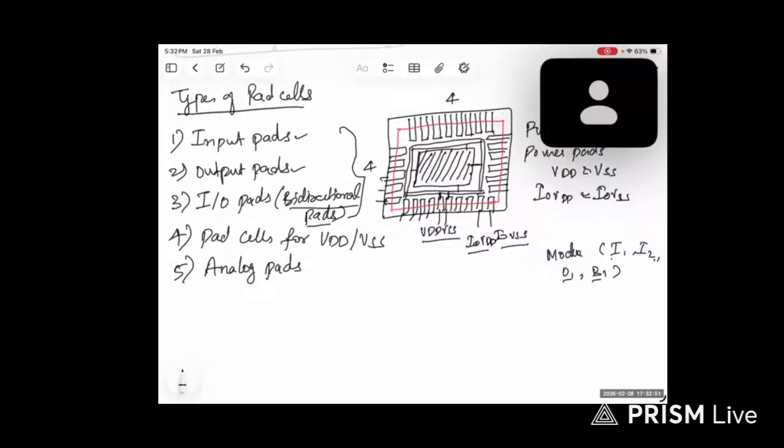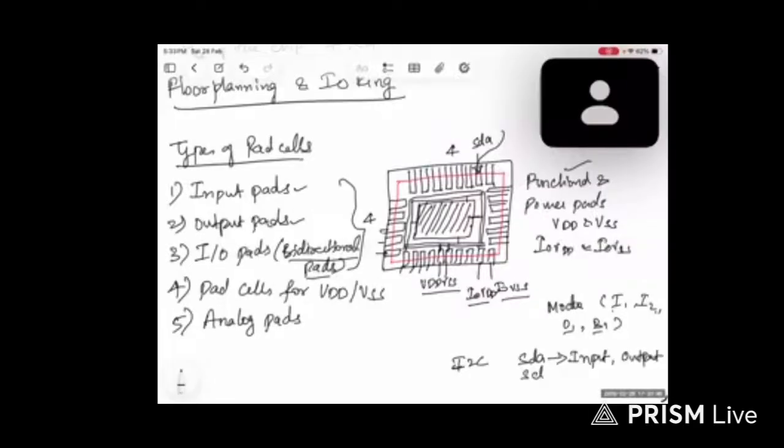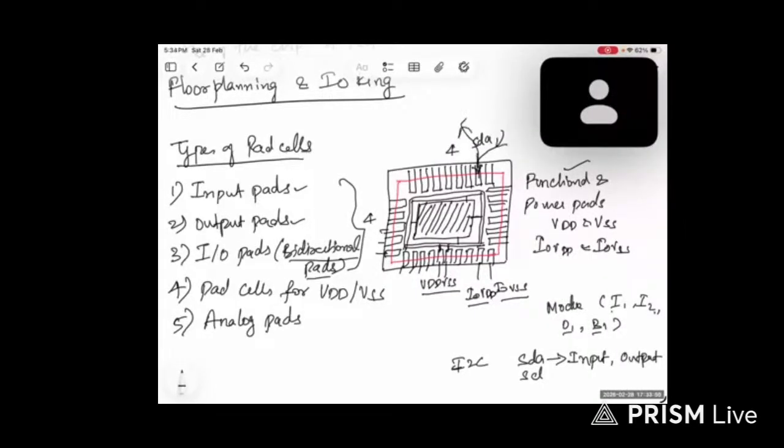Say in your I2C, have you heard of I2C? I2C is a protocol which has SDA and SCL as pins: SDA the data pin and SCL the clock pin. Sometimes this data pin acts as input and sometimes as output. Internally they will control it with a register. Whenever SDA has to act as input, it will take data from the pad. When SDA is configured as output, data will be coming out through SDA. So there are peripherals which need bidirectional pads.